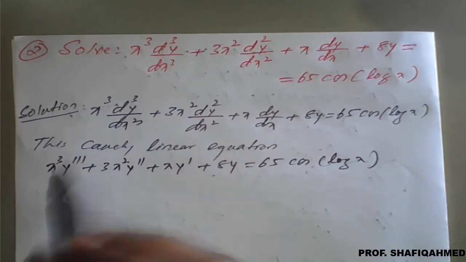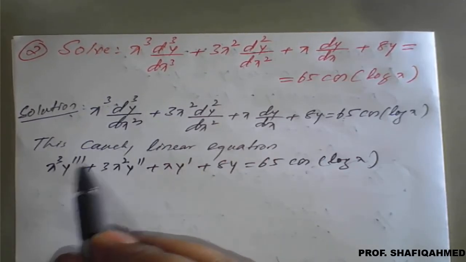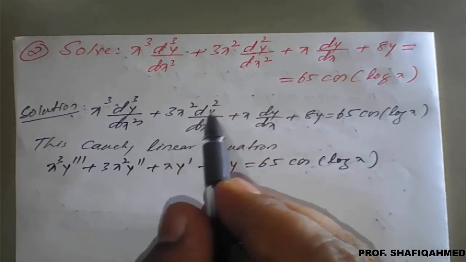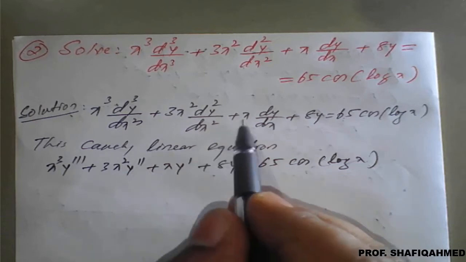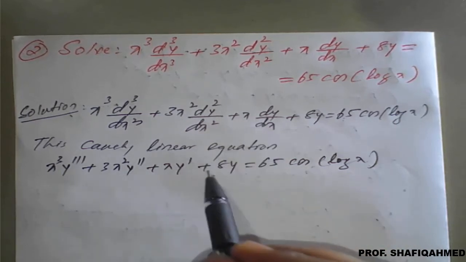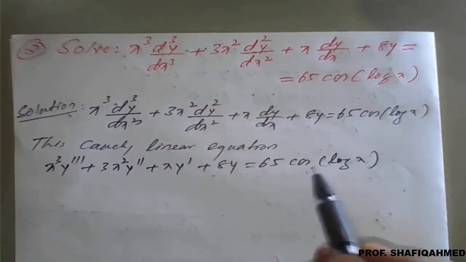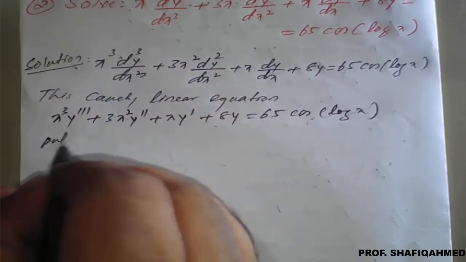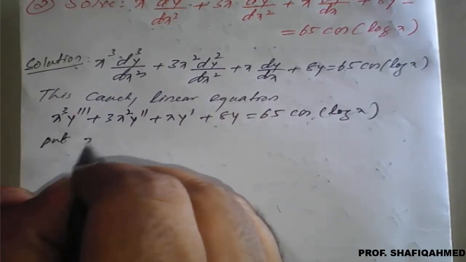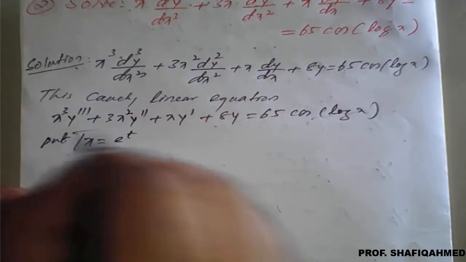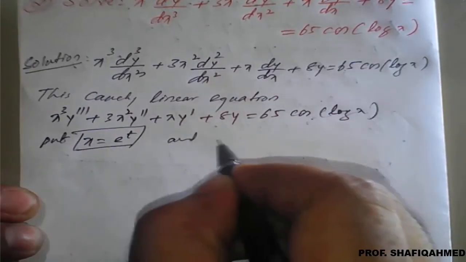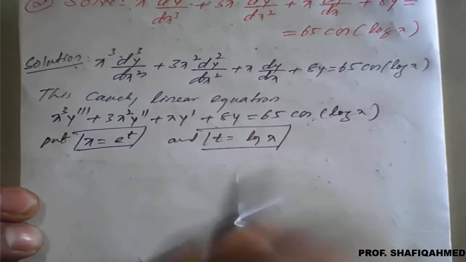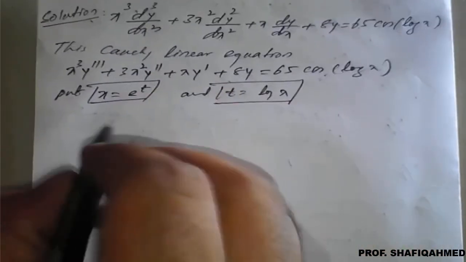So this equation is symbolically written as x cube y triple dash plus 3x square y double dash plus x y dash plus 8y equal to 65 cos log x. Now put x is equal to e raised to t, one substitution, and t is nothing but log of x. So this is fixed for all the examples. Next is what we have to start here.